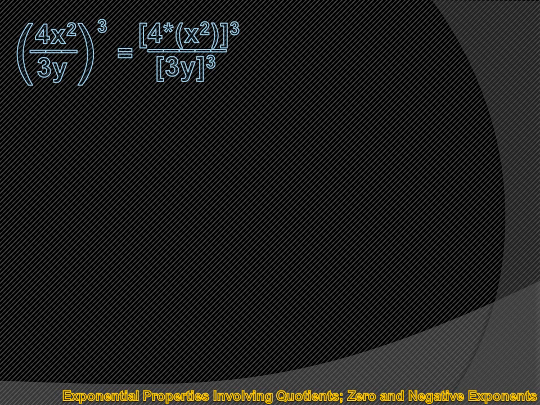I'm going to take that 4x squared and cube it, and I'm going to take that 3y expression and cube that. You'll remember that that's the power of quotients property. The power of quotients property says that I can distribute that power, in this case 3, to the numerator and the denominator of a fraction.